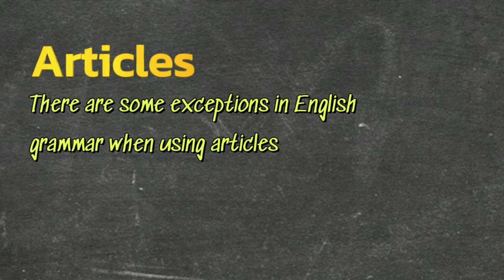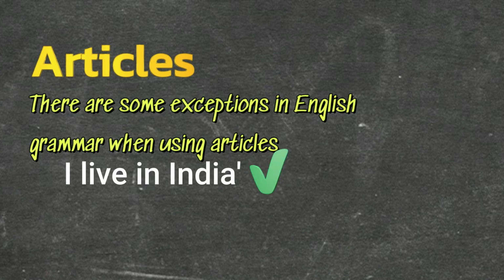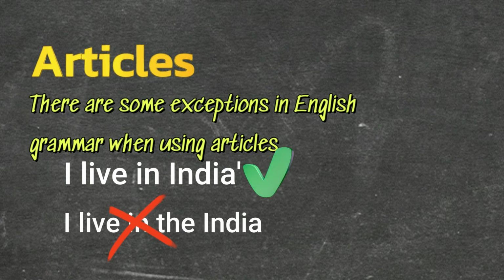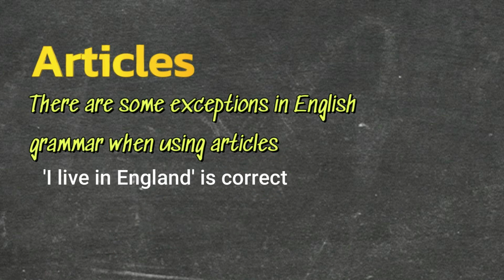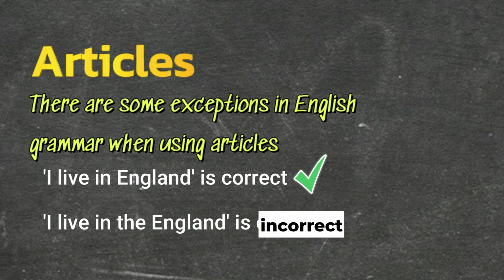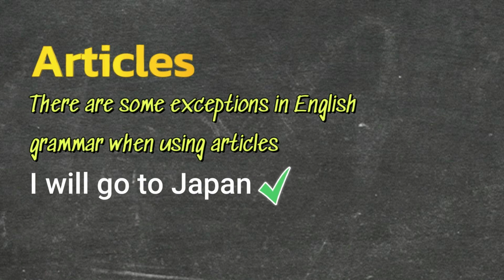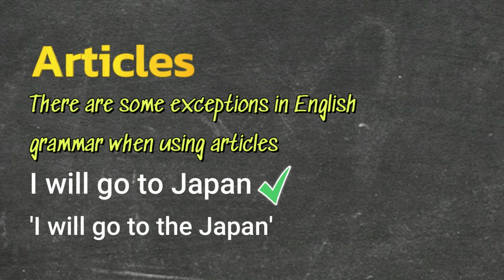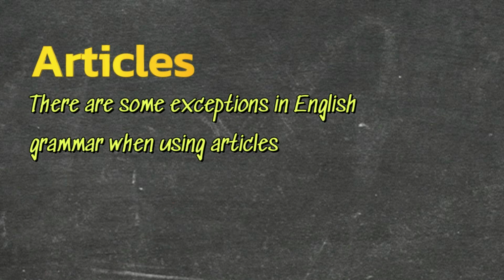Next, there are some exceptions in English grammar when using articles. We know that country names do not need the definite article the in front of them, even though they are specific. For example, I live in India is correct, while I live in the India is wrong. I live in England is correct. I live in the England is an incorrect sentence. And I will go to Japan is correct. But I will go to the Japan is wrong. We should not use the in front of country names.